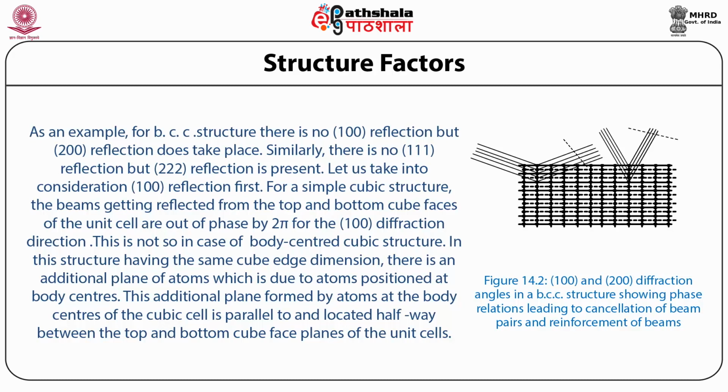Let us take into consideration the 100 reflection first. For a simple cubic structure, the beams reflected from the top and bottom cube faces of the unit cell are out of phase by 2 pi for the 100 diffraction direction. This is not so in the case of the body-centered cubic structure. In this structure, having the same cube edge dimension, there is an additional plane of atoms due to atoms positioned at the body centers. This additional plane formed by atoms at the body centers of the cubic cell is parallel to and located halfway between the top and bottom cube face planes of the unit cells.